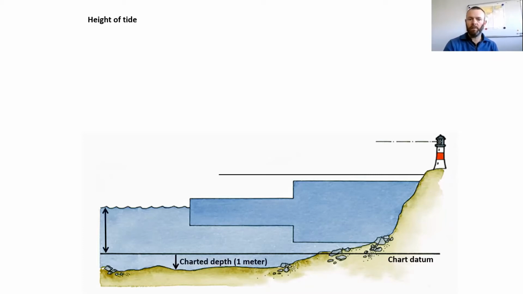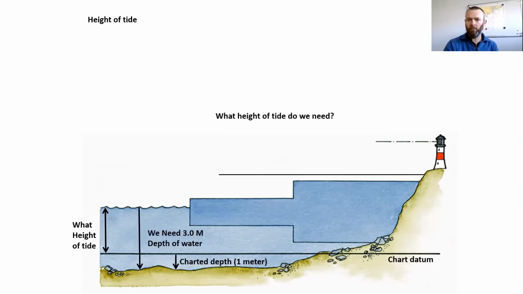So our question is, how much water on top of that do we need? Okay, so that is the height of tide. What height of tide on top of the charted depth do we need? We know that in total we need 3 meters, which is a combination of our draft, 2 meters, and our clearance, 1 meter. So we need 3 meters depth of water.